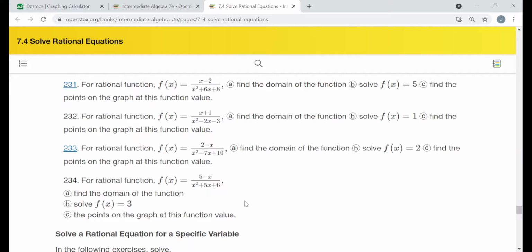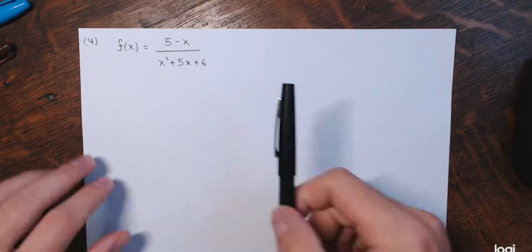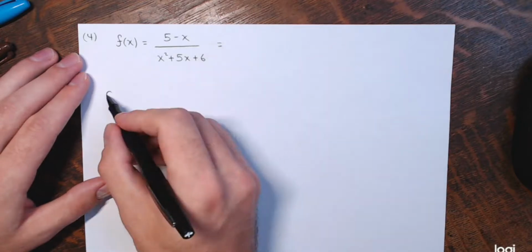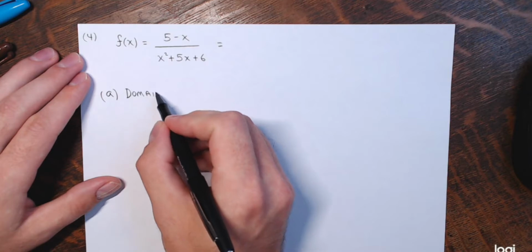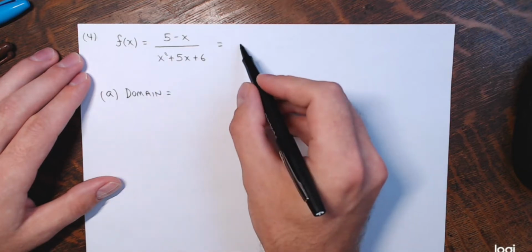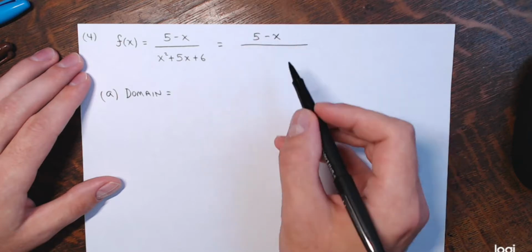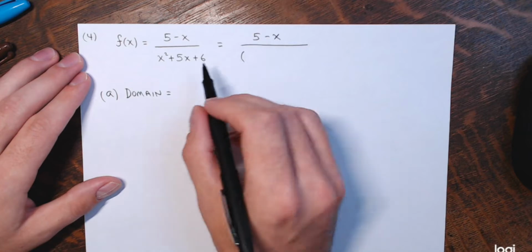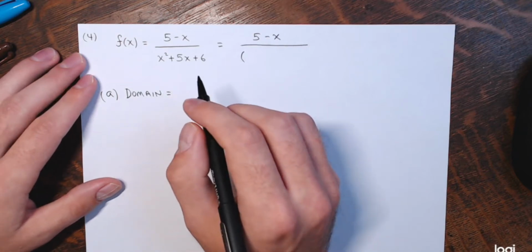Again, part A is state the domain. So that's just worrying about where the denominator is equal to 0. So here I have it again. Part A, what's the domain? And once again, I'm going to leave the numerator the way it is for right now: 5 minus x. The denominator would factor to x plus 3 times x plus 2.